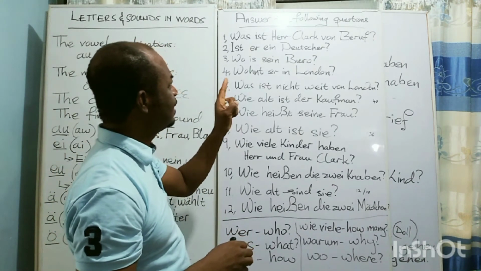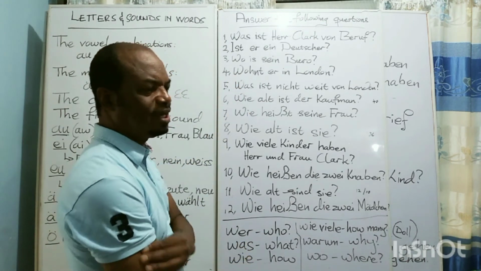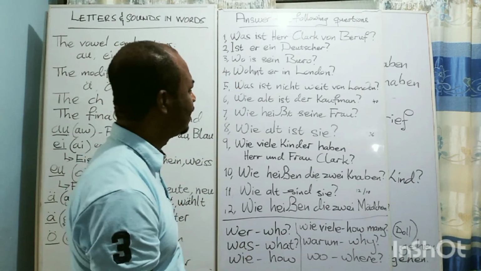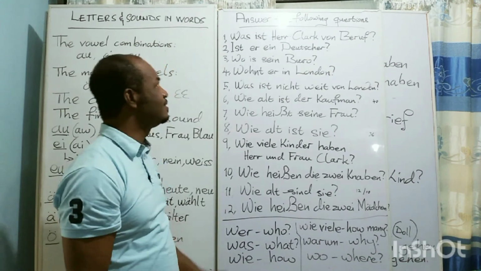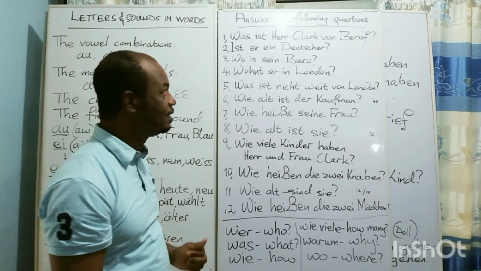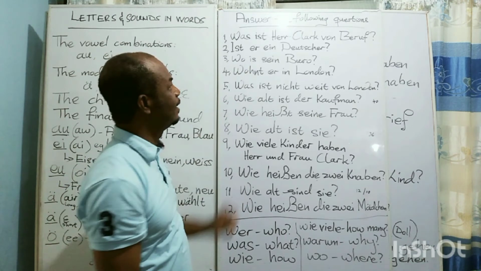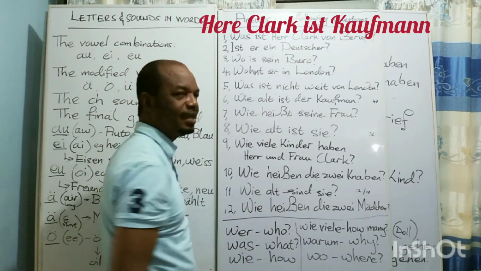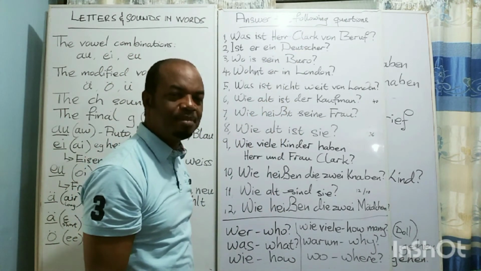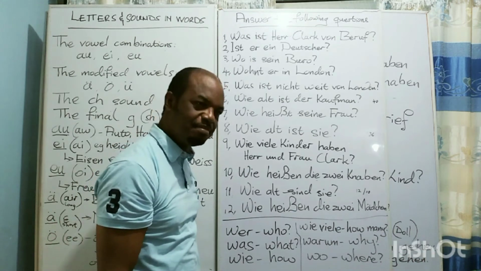Was ist Herr Clark von Beruf? What is the profession of Mr. Clark? The answer is, from the passage that we learned, Herr Clark ist Kaufmann. Mr. Clark is a businessman.